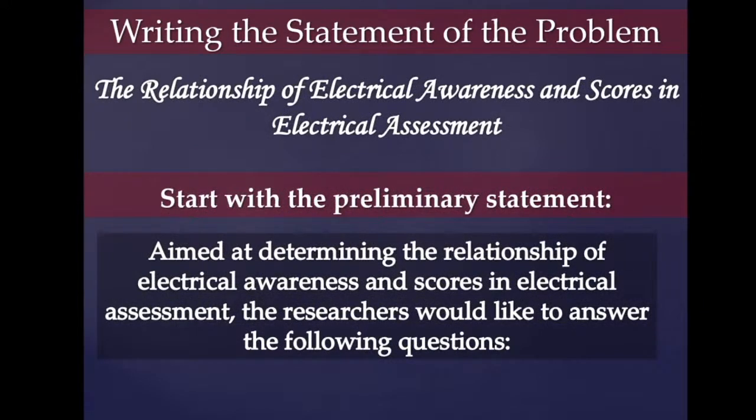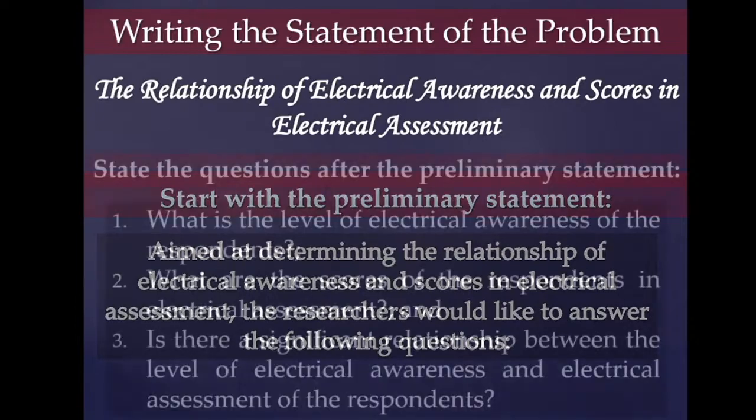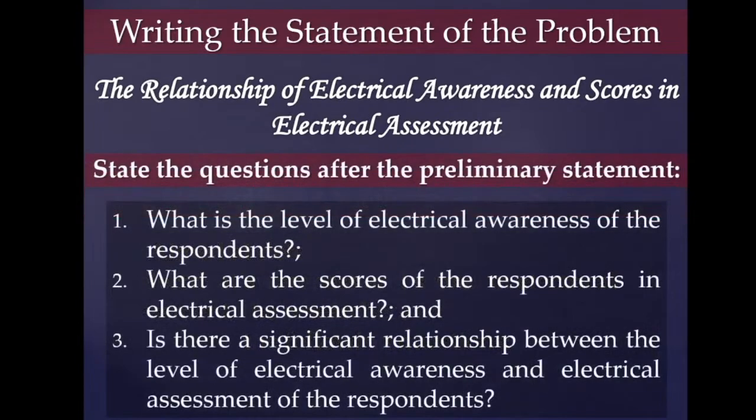Let us have another example. Here we have a research title that clearly involves the correlational research method. Again, we begin with the preliminary statement. Now, in writing your own preliminary statement, just change the words relationship, electrical awareness, and scores with terms coming from your very own research. Let us look at the specific questions of this title.